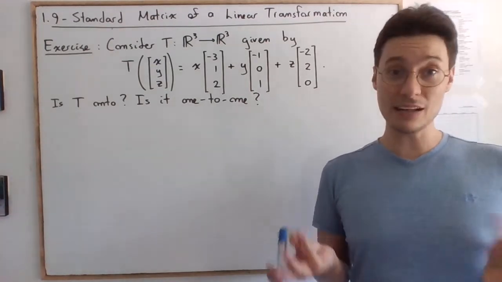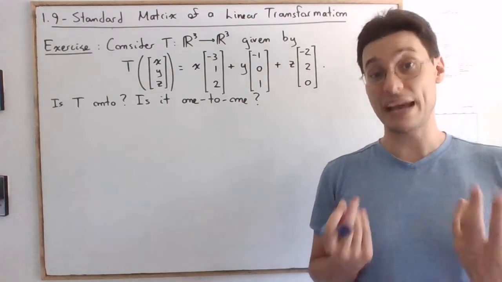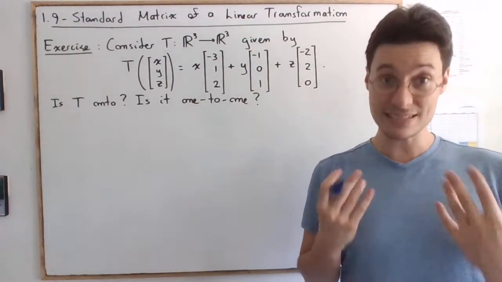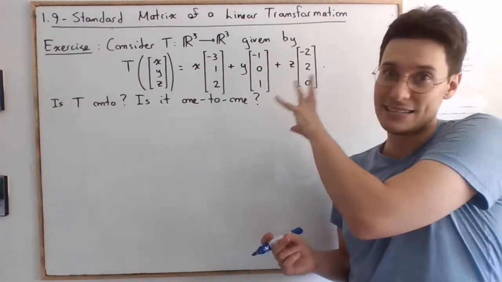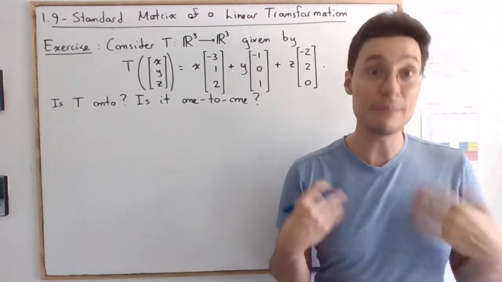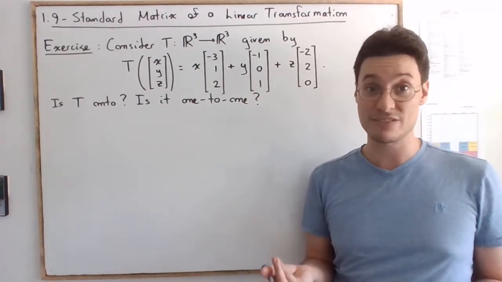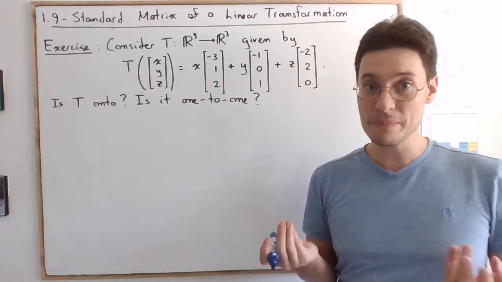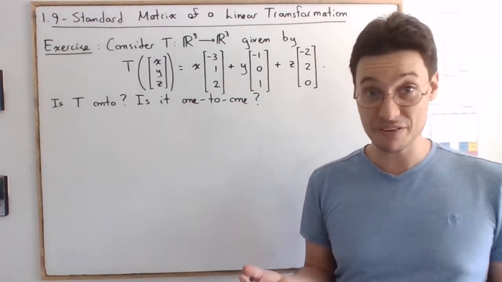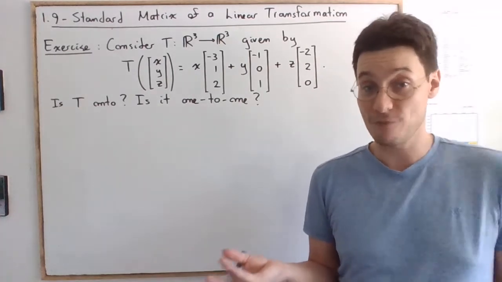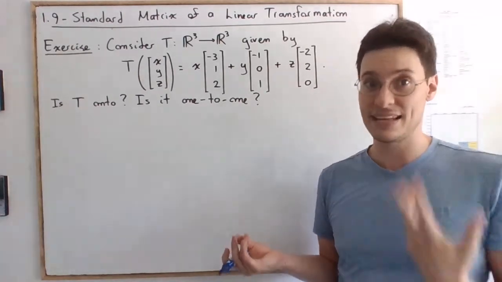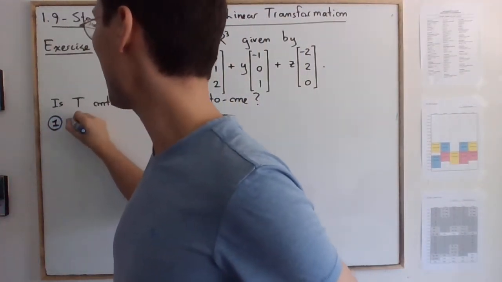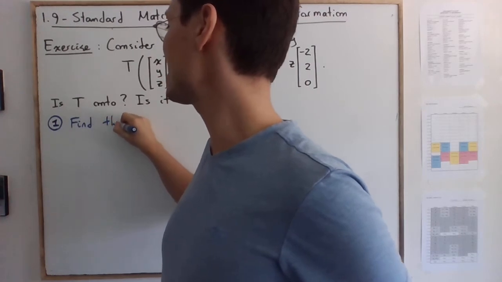I will just tell you our line of attack, which will be your line of attack most of the times you're faced with a problem like this. It is to find the standard matrix of the transformation. Notice that it's not asked, right? But implicitly, you should find the standard matrix of the transformation. Because if you can find that matrix, then the problem boils down to using the pivot theorem for linear transformations on that standard matrix. All right, so here we go. This will be step number one. So find the standard matrix.